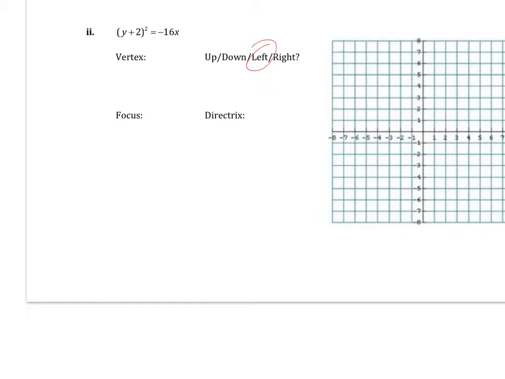Our vertex in this case doesn't look like we have an h value, so it must be 0. Our k value is −2, so our vertex is at (0, −2).